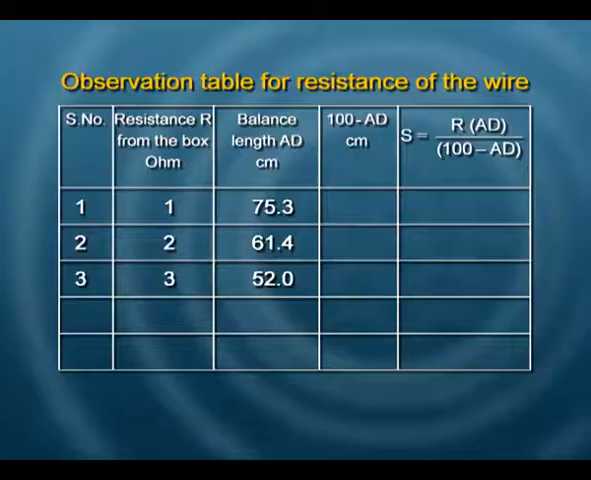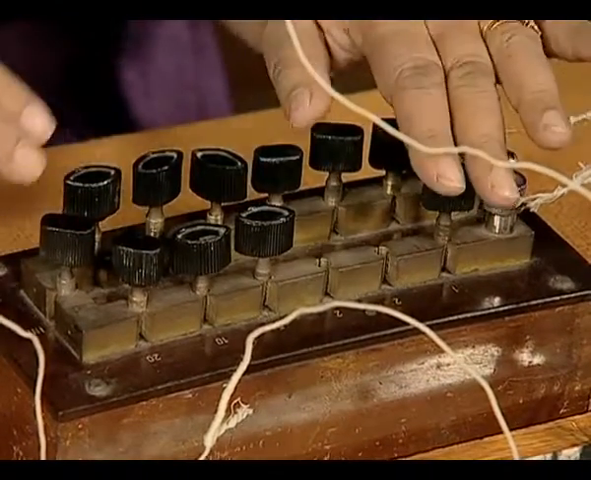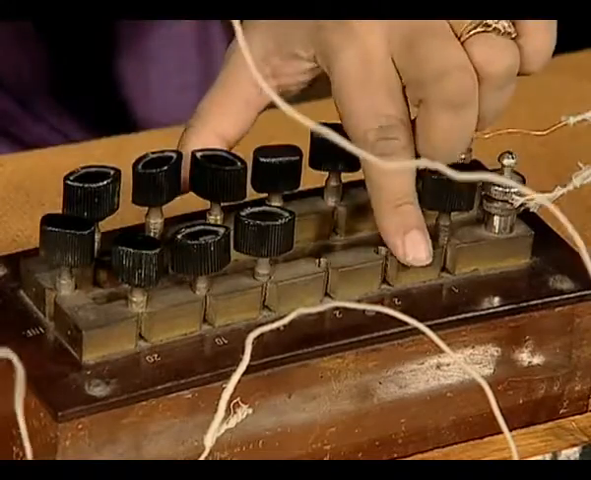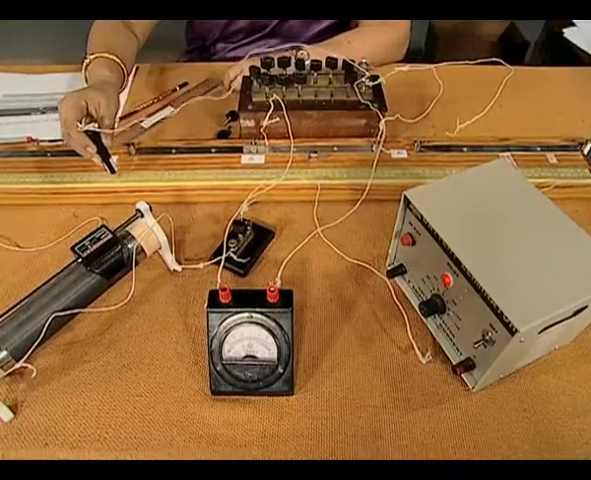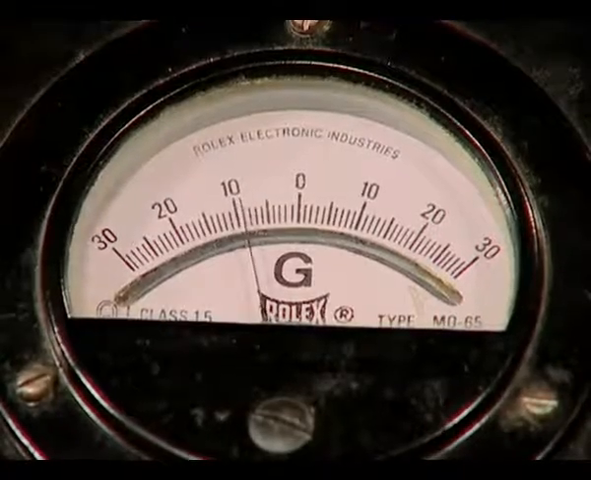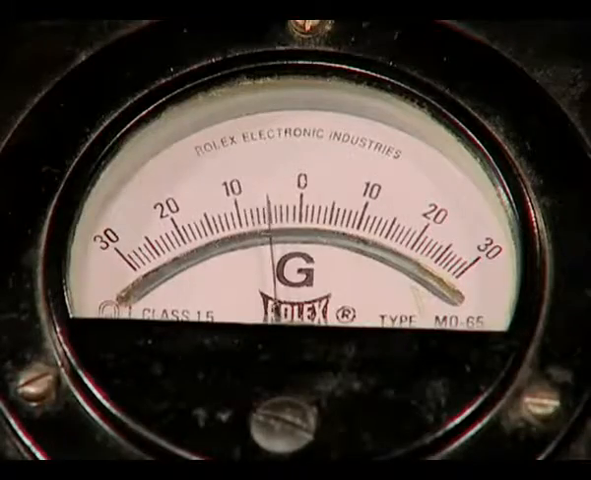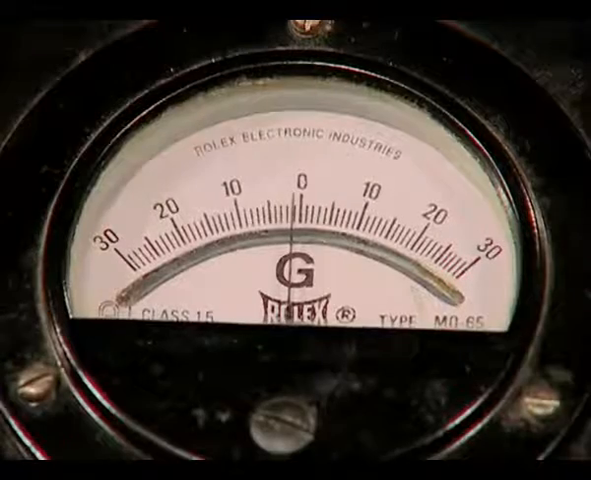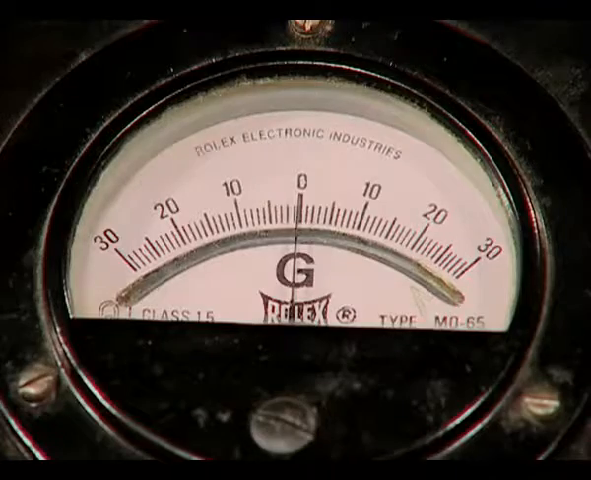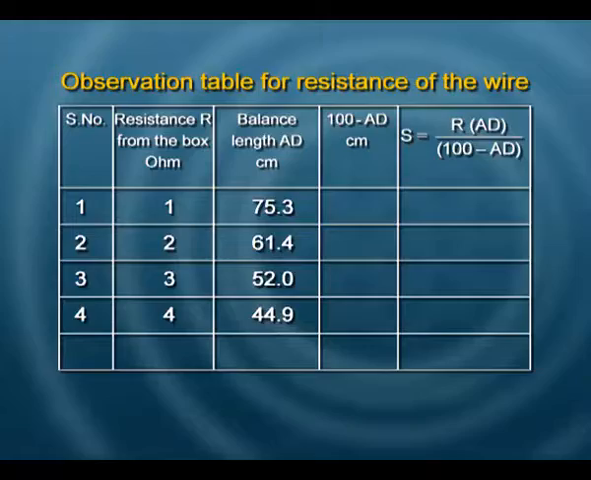For the next reading, we increase this resistance in the resistance box to 4. Look for the balance length again, repeating our experiment, looking for 0 deflection in the galvanometer. This value is 44.9.